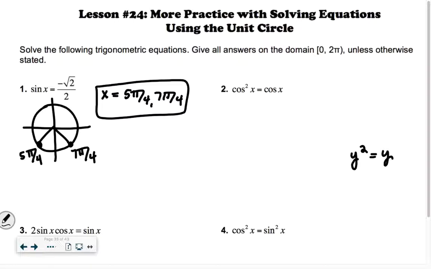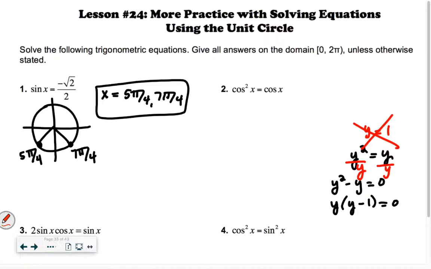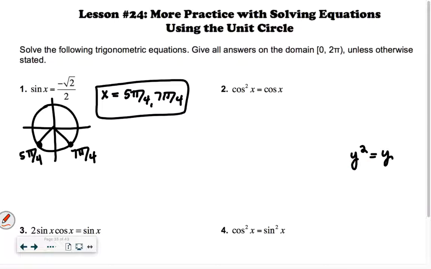Yeah, Hallie. Yeah, we have to get them on the same side. You would subtract the y over and then factor the y out, because there's actually two places where when I square the number, I get itself out, right? 0 and 1. Does that make sense? So if you do this the wrong way and divide by y, you would get y equals 1. You can't do that, okay? Y is not just equal to 1, it's also equal to 0. Does that make sense? So the same thing happens with these trig equations. We have to get everything on one side so we can factor out that cosine of x.